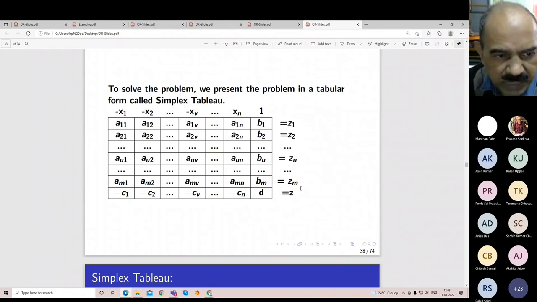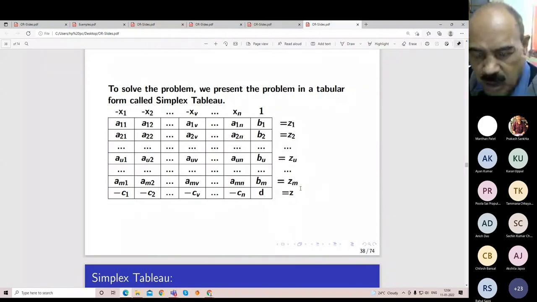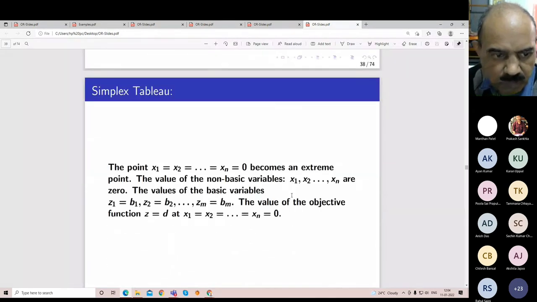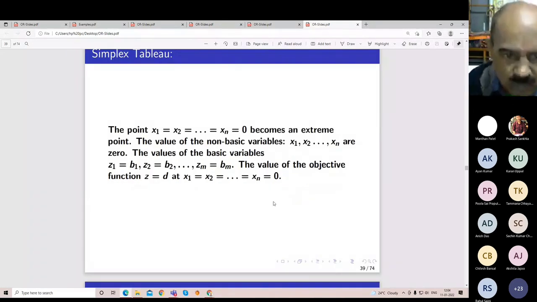If you put the same names like x1, x2 up to xn, then xn plus 1, xn plus 2 up to xn plus m, there will be some confusion. So in the very beginning, I am giving different names. Basic variables like z1, z2, zm are the basic variables. The rest are the non-basic variables, and z is the value of the objective function. This is the table.